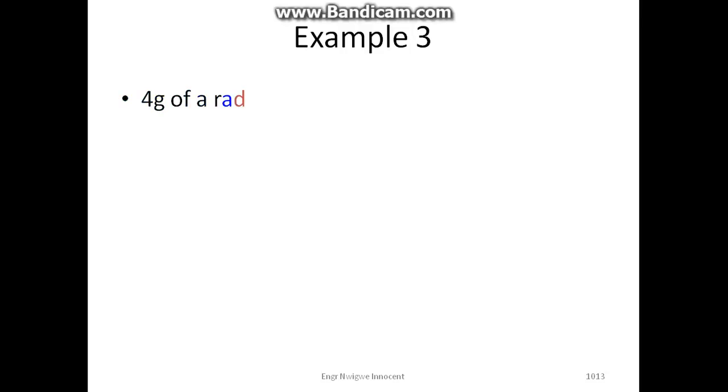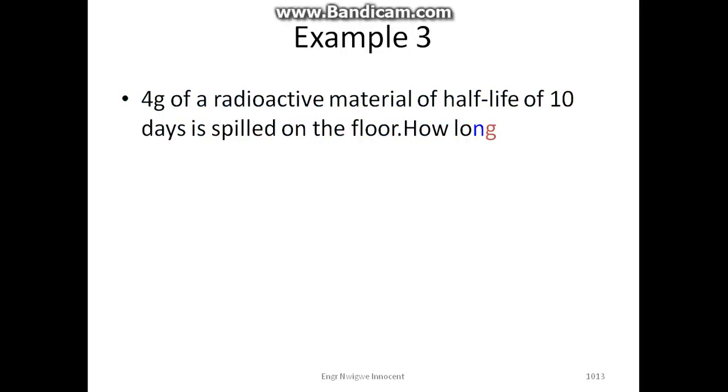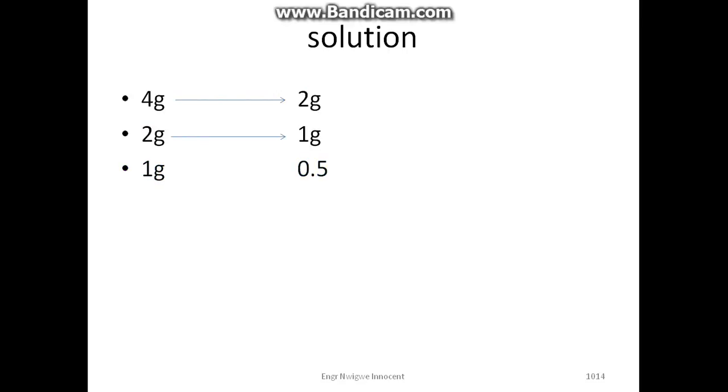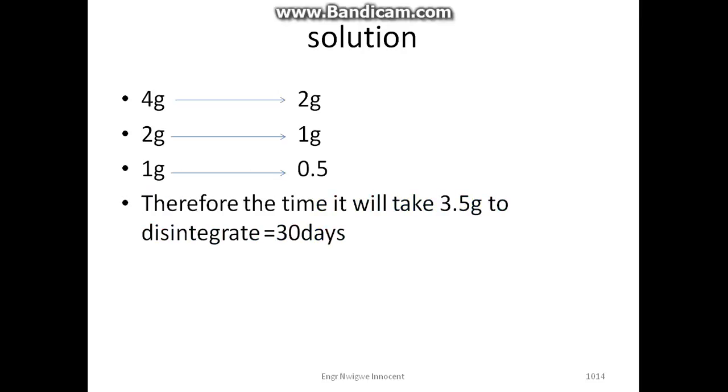Example 3. 4 grams of a radioactive material of half-life of 10 days is spilled on the floor. How long would it take to disintegrate 3.5 grams of the material? Solution. Half of 4 will disintegrate to give us 2. Half of 2 will disintegrate to give us 1 gram. Half of 1 will disintegrate to give us 0.5. So we add the disintegrated amounts, and therefore the time it will take for 3.5 grams to disintegrate is found.